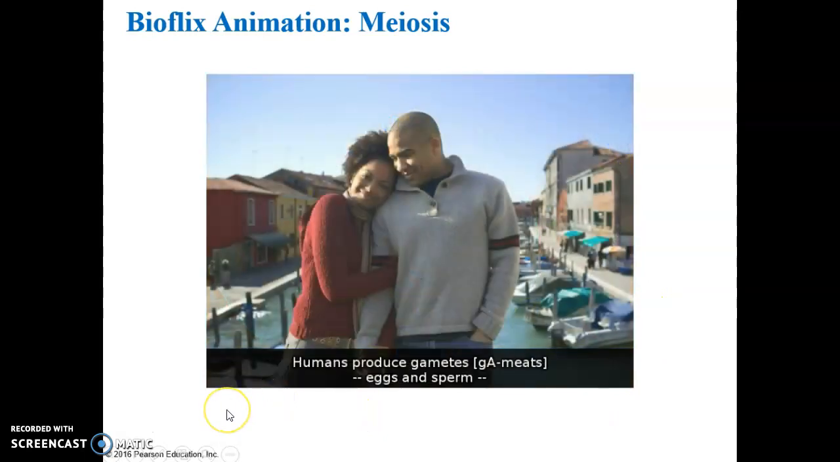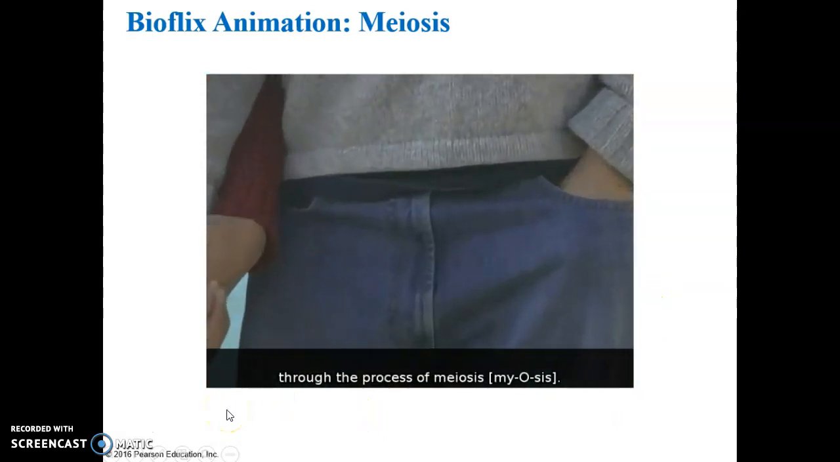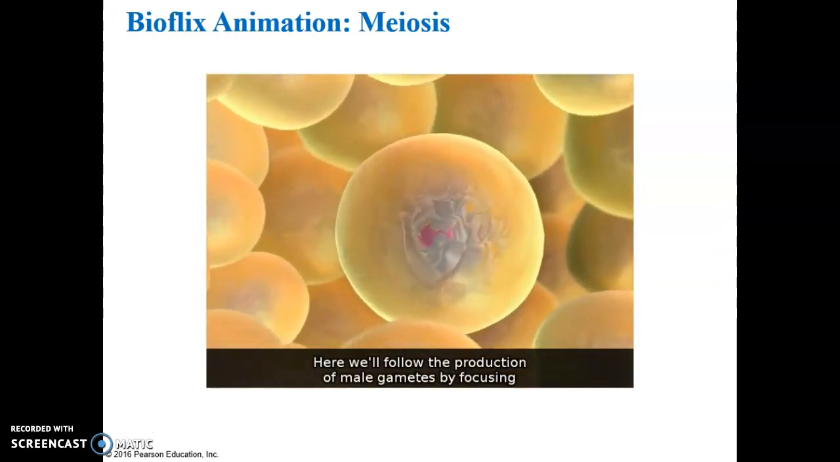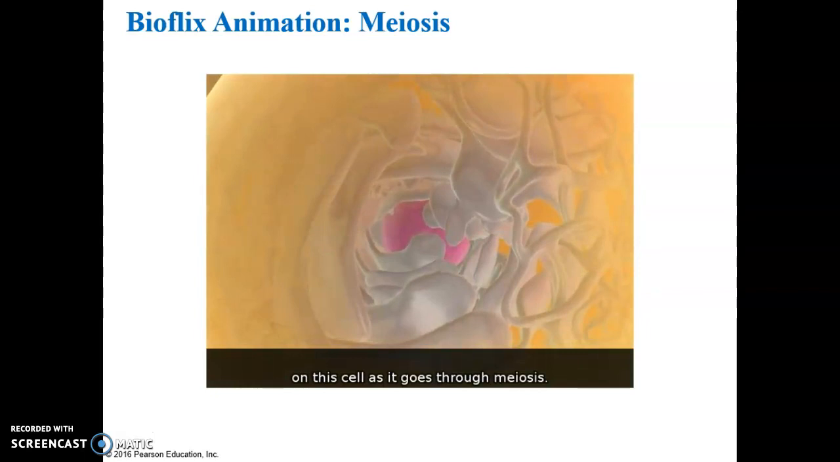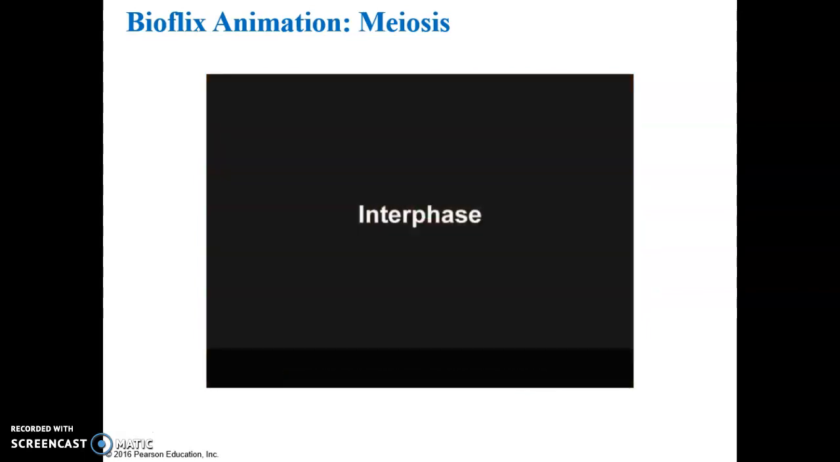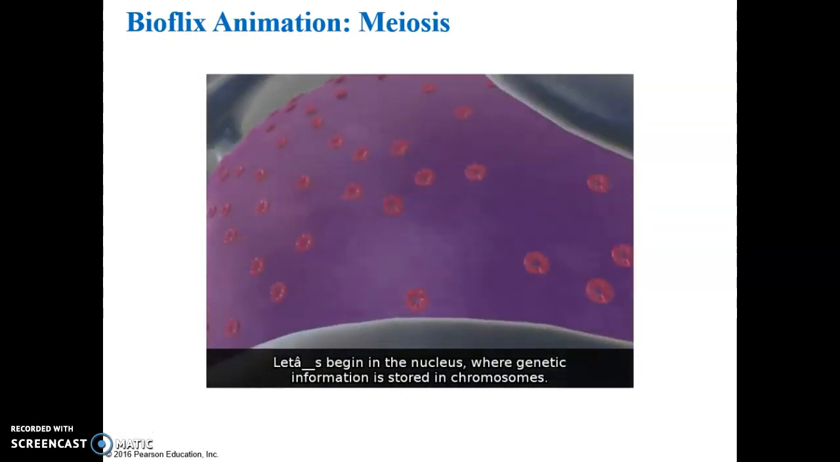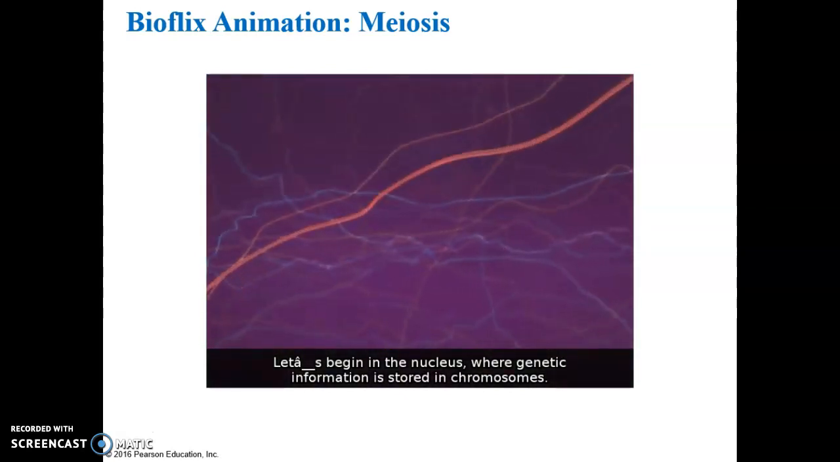Humans produce gametes, eggs and sperm, through the process of meiosis. Here, we'll follow the production of male gametes by focusing on this cell as it goes through meiosis. Let's begin in the nucleus, where genetic information is stored in chromosomes.